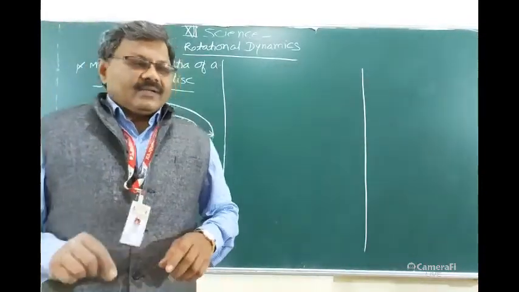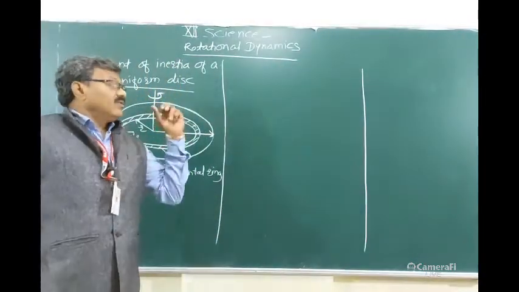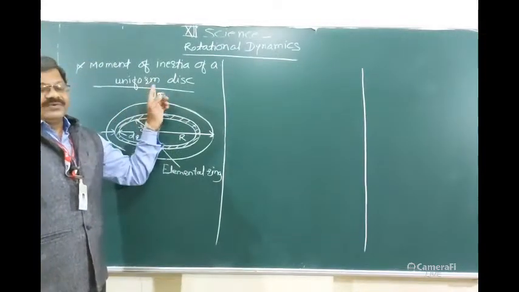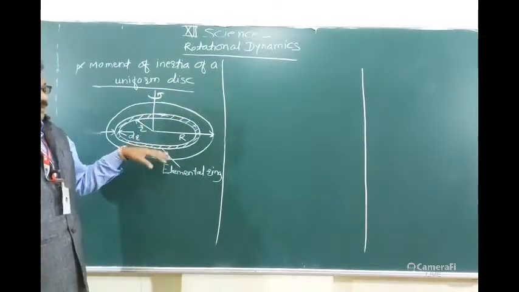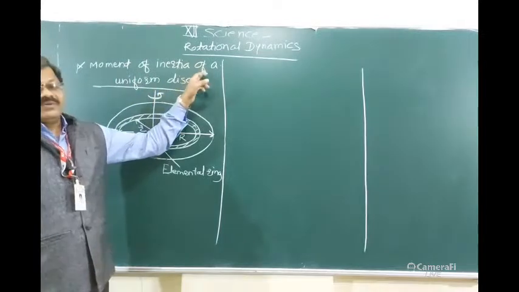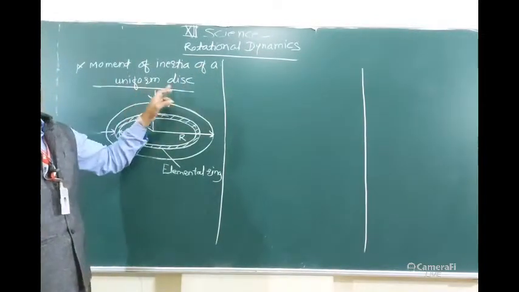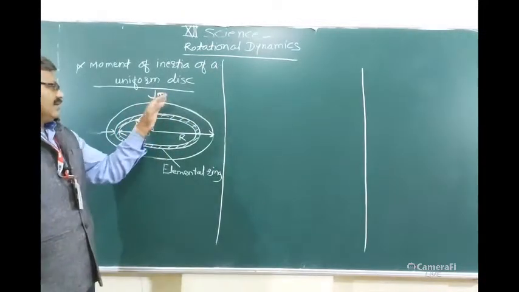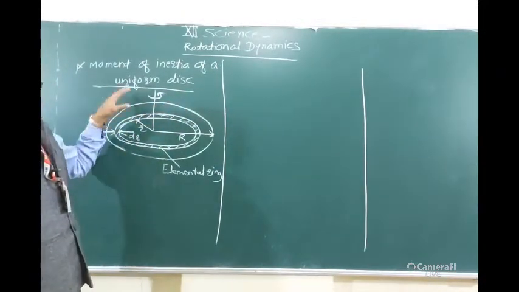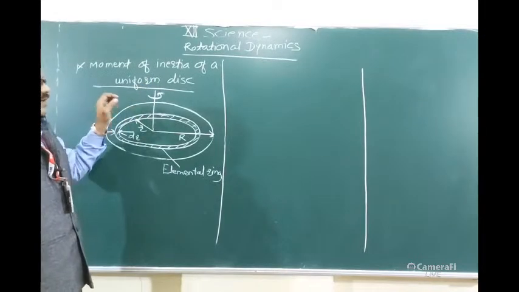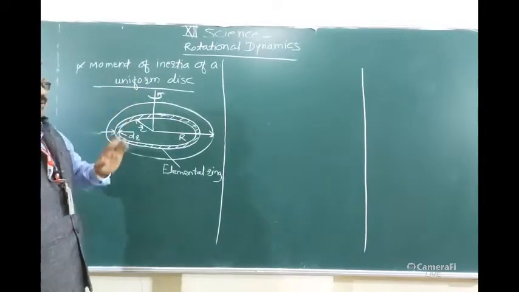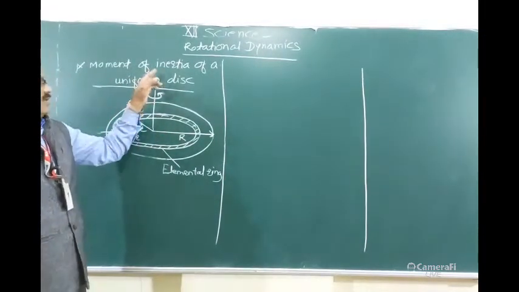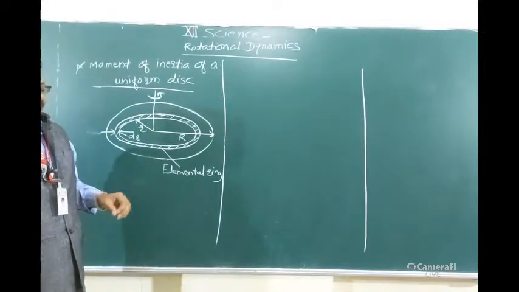Hello guys, yesterday we studied the moment of inertia of a uniform disk. Again, today I am explaining this moment of inertia of a uniform disk. Yesterday I completed it quickly, so now I am giving some time to explain it. Before that, what is meant by a uniform disk?